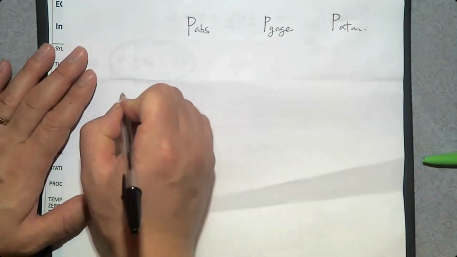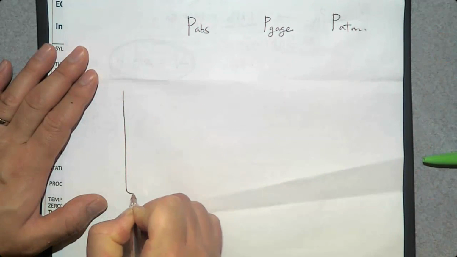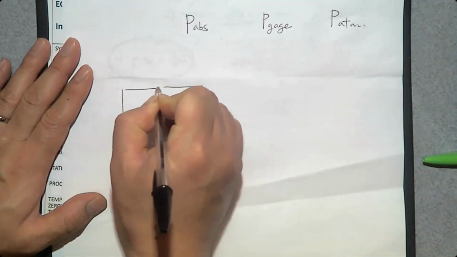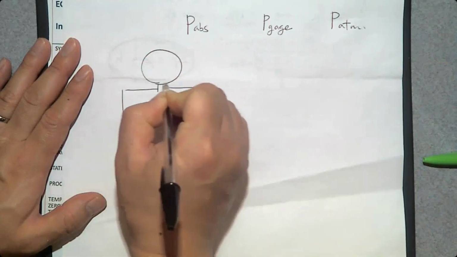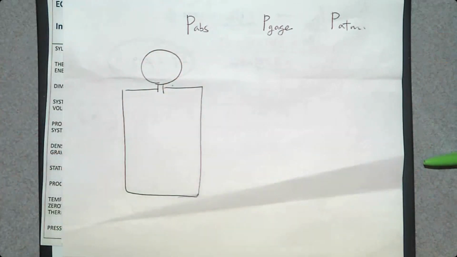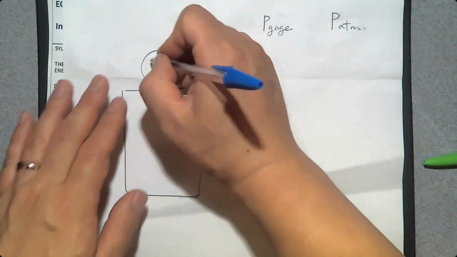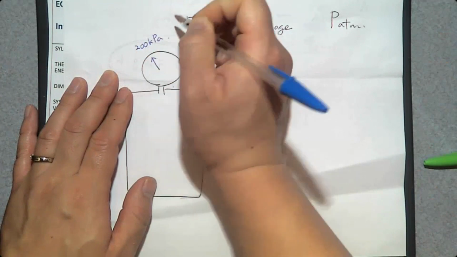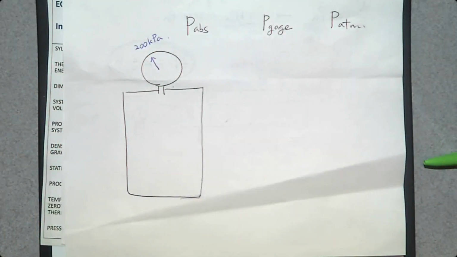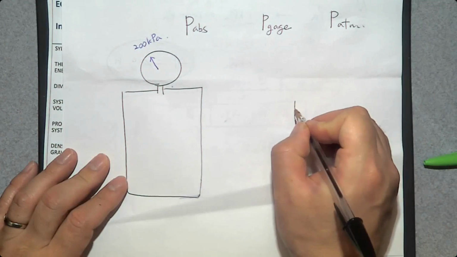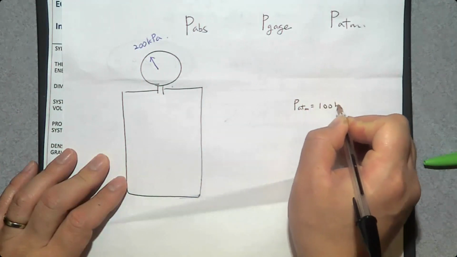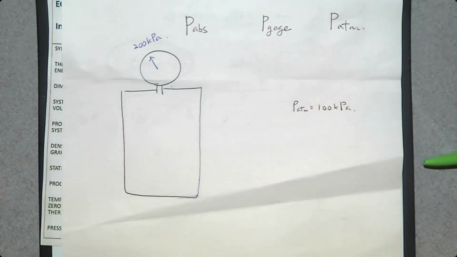So if you think about a chamber which is pressurized, and there is a pressure gauge. If this pressure gauge shows about 200 kilopascal, and the outside pressure is atmospheric pressure, PATM is 100 kilopascal approximately, then what is the pressure inside the chamber?